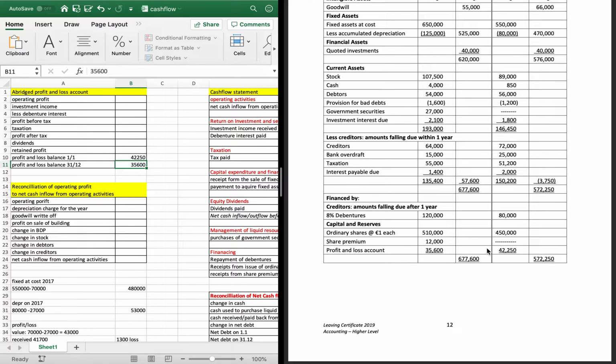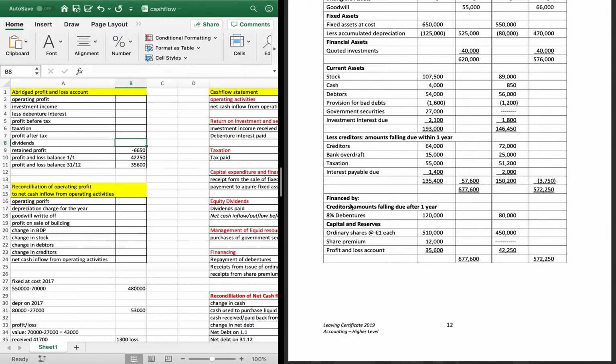So then to find the retained profit, it's what number plus 42,250 gives you 35,600. Because we know retained profit plus profit and loss balance equals profit and loss balance. So some number plus 42,250 is 35,600. You're going to take them away from each other. So it's 35,600 minus 42,250, which is minus 6,650. So that makes sense. You made a loss of 6,650, which meant that the retained profit you had in your business of 42,250 goes down to 35,600.